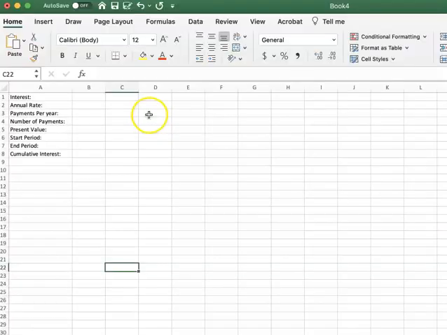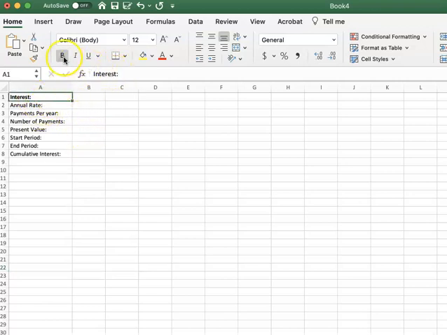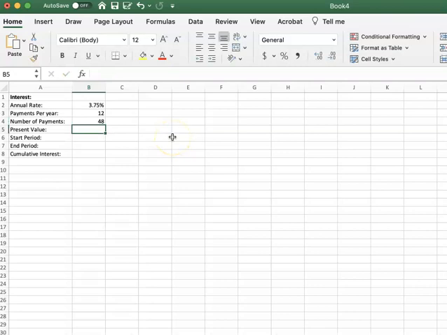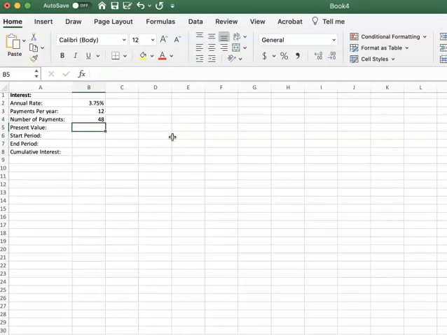I created an Excel worksheet with all the things that I would need. So this is going to calculate the interest. I'm actually going to bold this so that I know that's what this worksheet's going to do. We first need to type in the annual rate. So let's suppose that it was a 3.75 annual rate, making 12 payments per year. And so how many payments are you going to make? So do equals 4 times the number of payments per year. So we have 48.